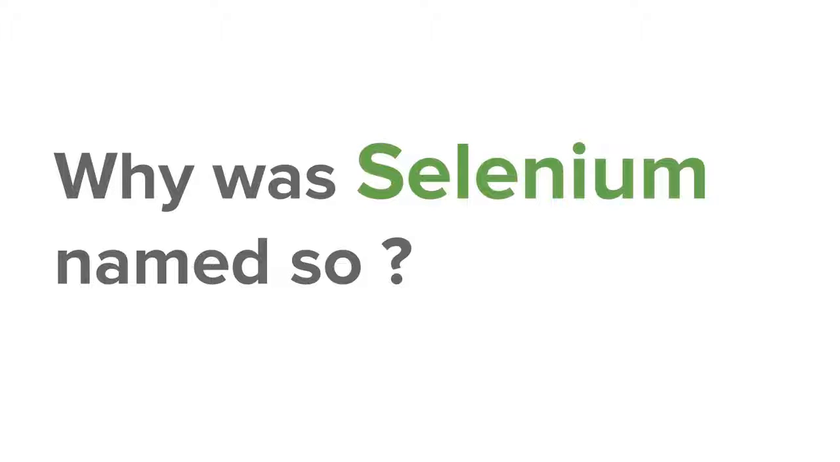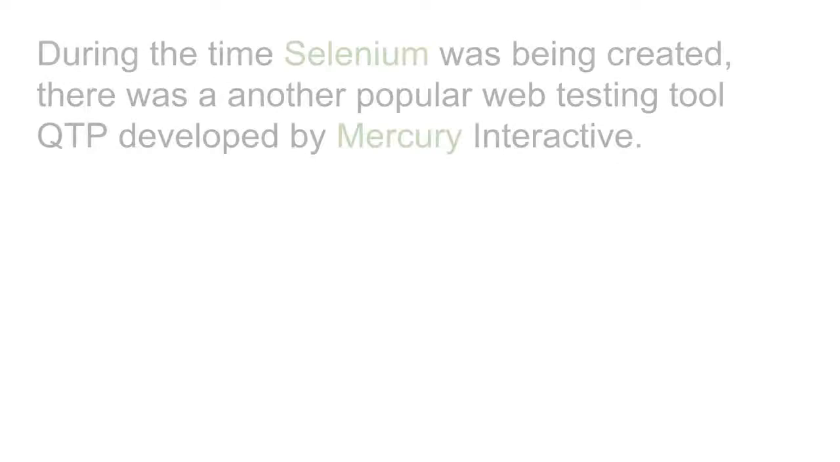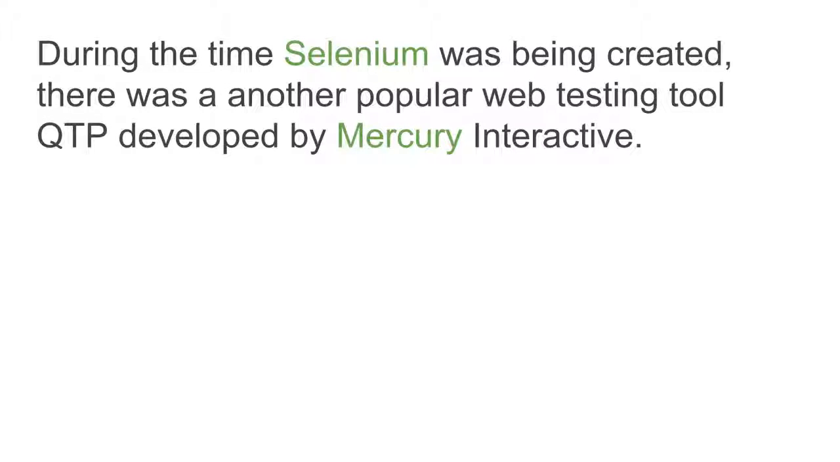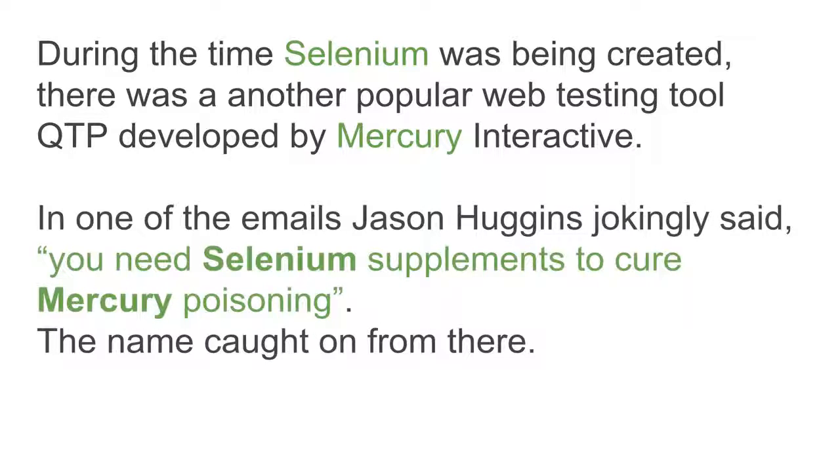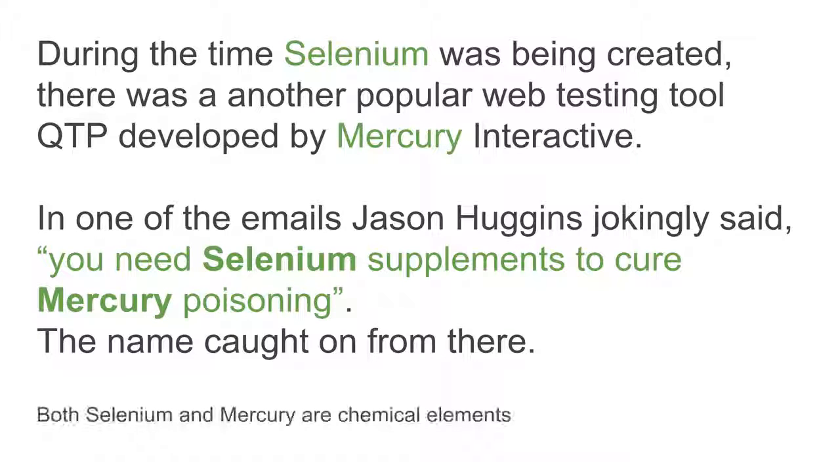So there is this question, why was Selenium named so? During the time when Selenium was being developed, there was another tool called QTP which was being developed by Mercury Interactive. And mercury is a chemical compound, and in one of the emails, Jason Huggins jokingly said that you need selenium supplements to cure mercury poisoning. The name caught on from there, and from then onwards, we call this project or the tool Selenium.